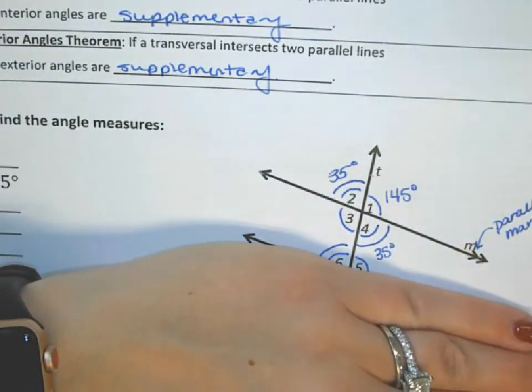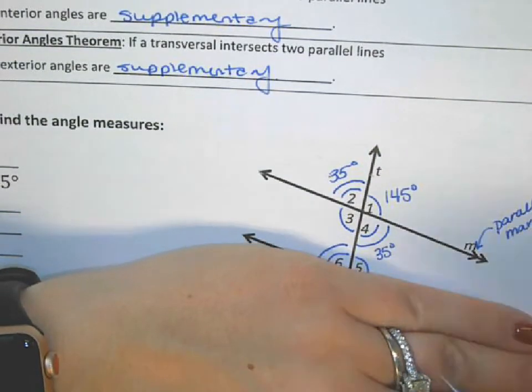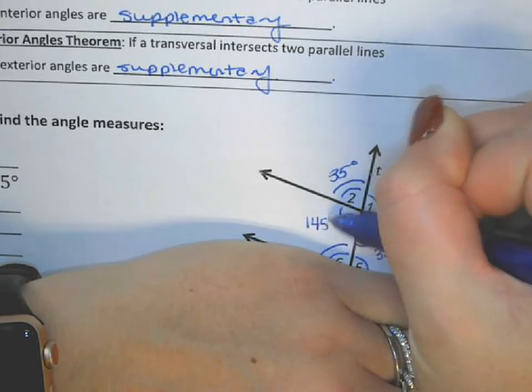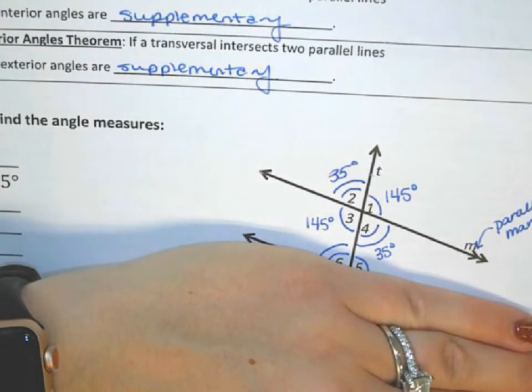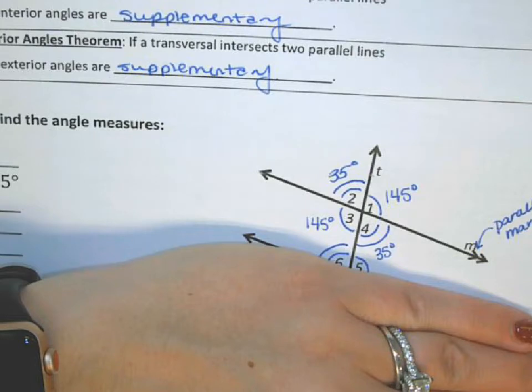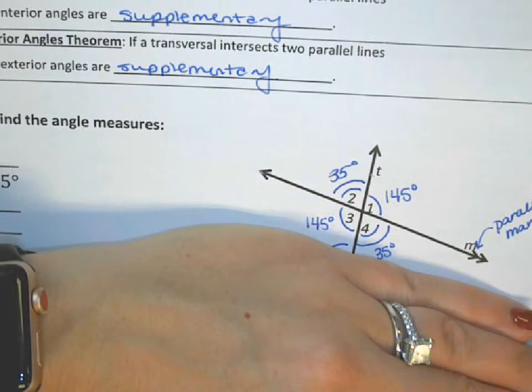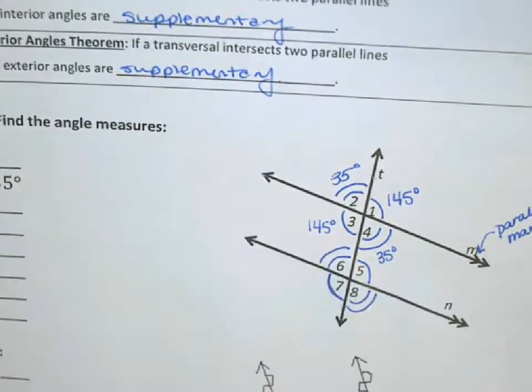What does the measure of angle 3 have to be? 145. Because that's a vertical angle. Remember last week I told you that vertical angle theorem and the linear pair theorem are going to be used almost every single day? Look at that. We're already using them today. I wasn't lying to you. Okay? All right, now that we have those 4, you could use corresponding angles.